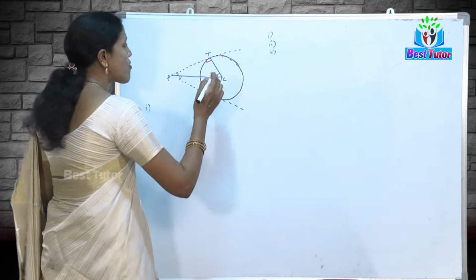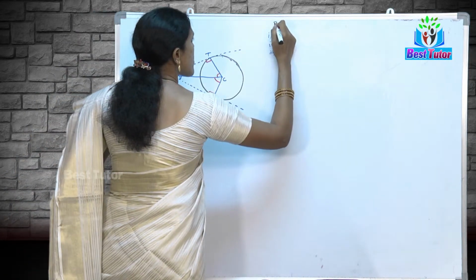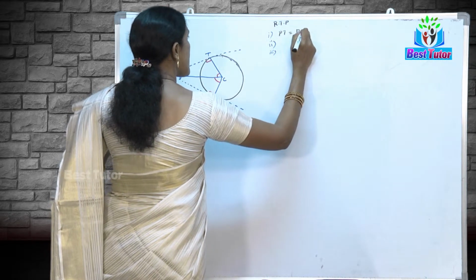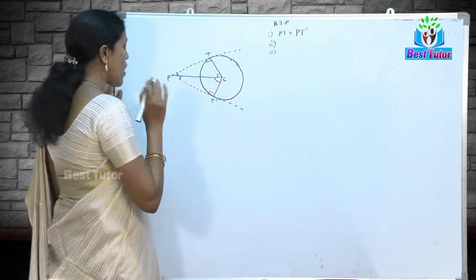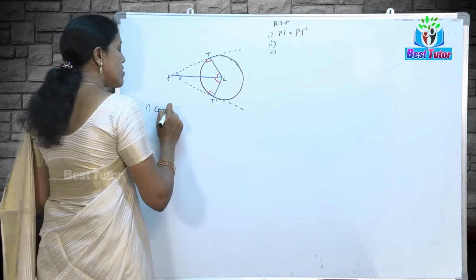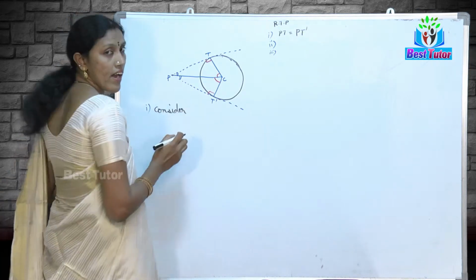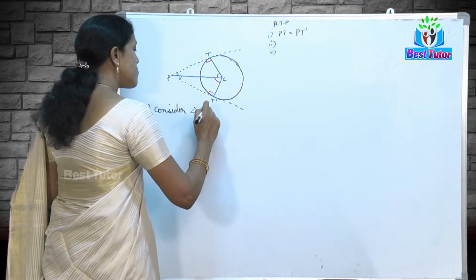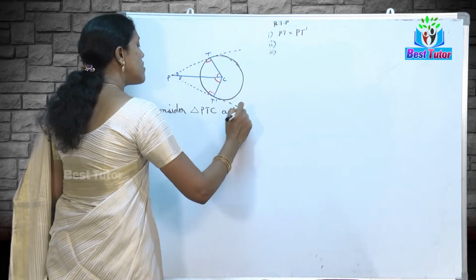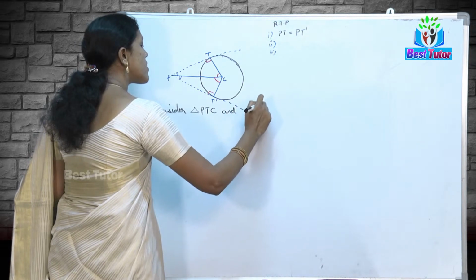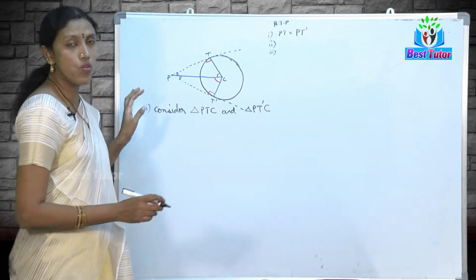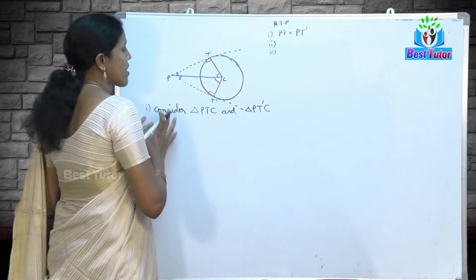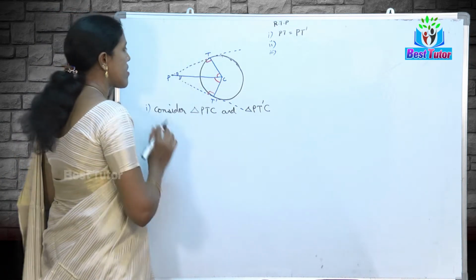Now, the first one required to prove is PT is equal to PT dash. This is to be proved. How are we going to prove? Consider 2 triangles: triangle PTC and triangle PT dash C. These are the 2 triangles I am going to consider. First of all, we are going to consider what all elements of these 2 triangles are equal.